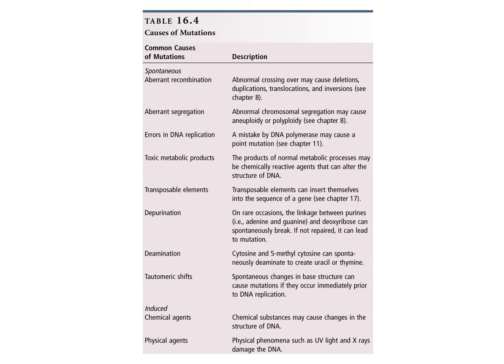These are the common causes of mutations. For spontaneous mutation, you have aberrant recombination, aberrant segregation, errors in DNA replication, toxic metabolic products, and transposable elements. Also, we have depurination, deamination, and tautomeric shift. Induced mutation is caused by either chemical agents or physical agents.